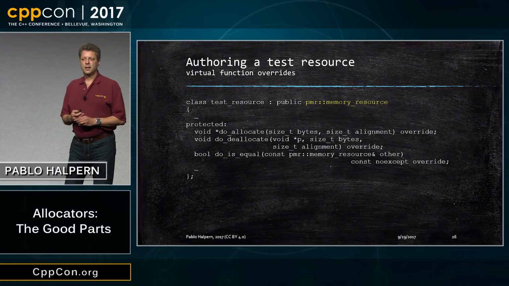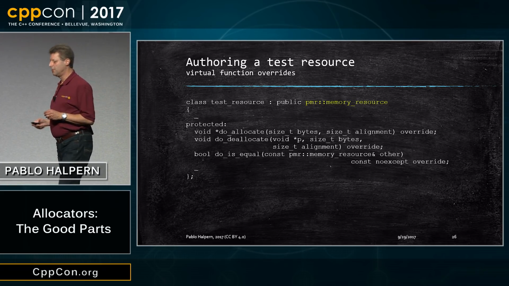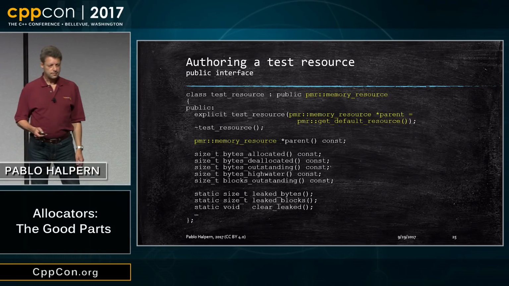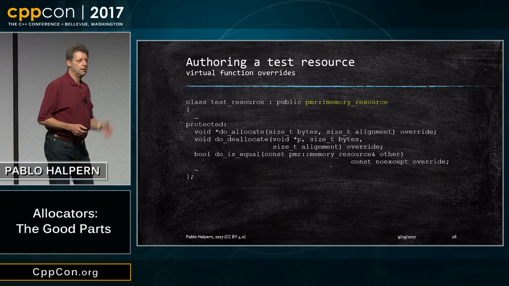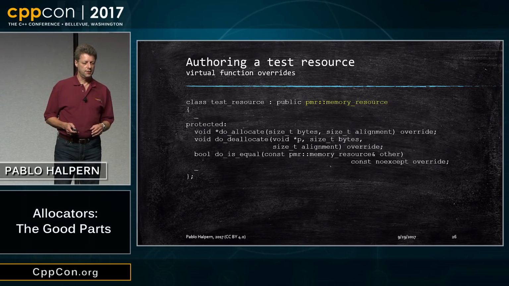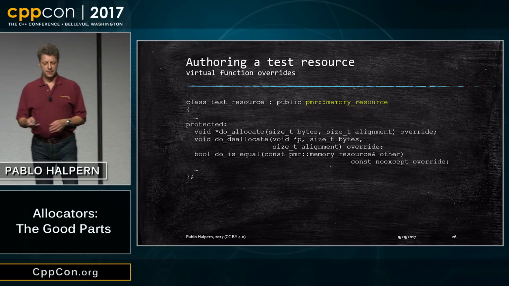The protected section of our class has our three important overrides. Notice that we did not, in the public interface, have allocate, deallocate, and so on. Those are inherited from the base class. In the protected place, that's where we actually override the virtual functions: do allocate, do deallocate, and do is equal.